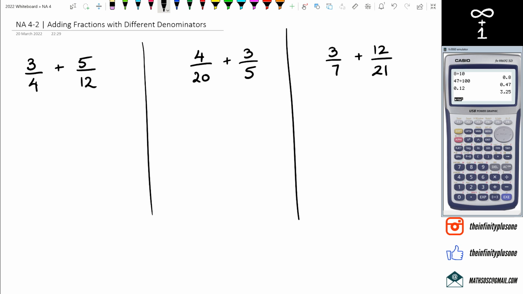Hey guys, in this session we're going to be looking at adding fractions with different denominators. So let's get started straight away. I guess one of the most frustrating things that I see with fractions, especially when people start adding the denominators, it just shows that there's a huge bit of misunderstanding.